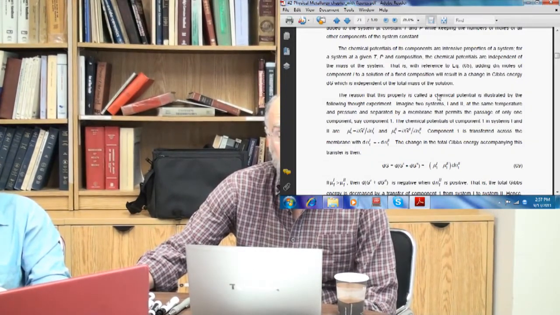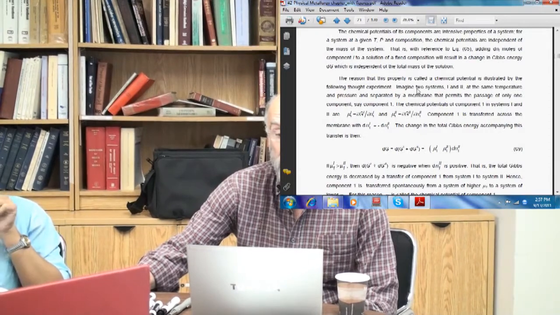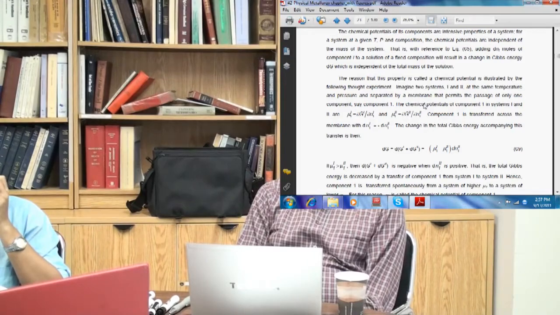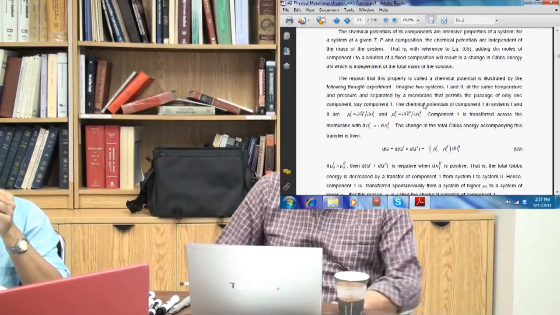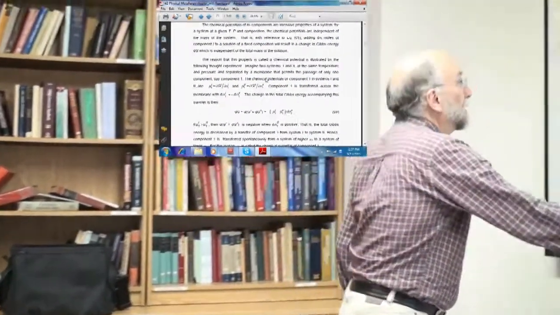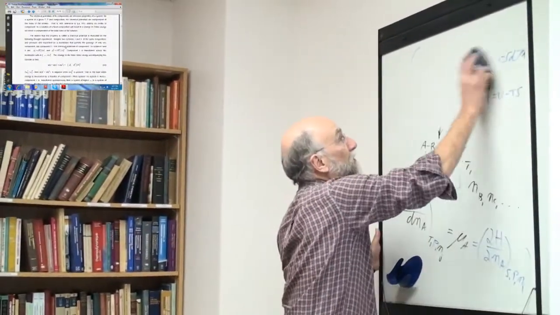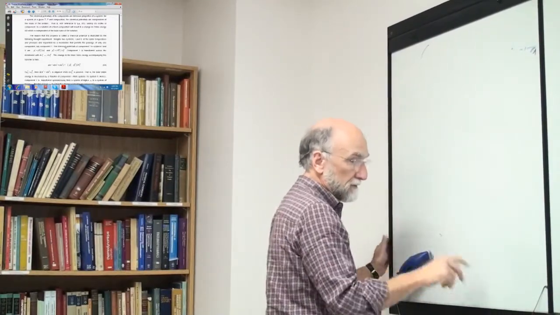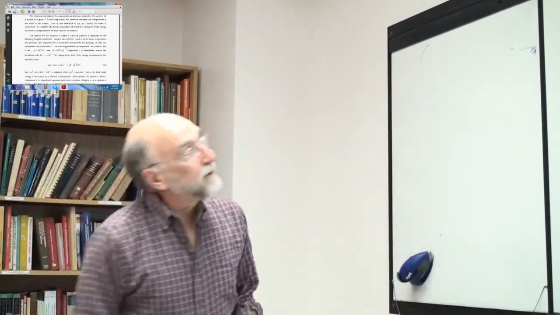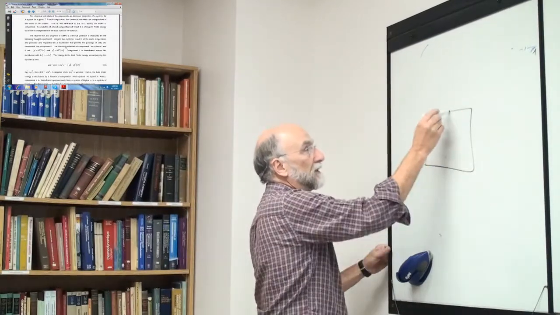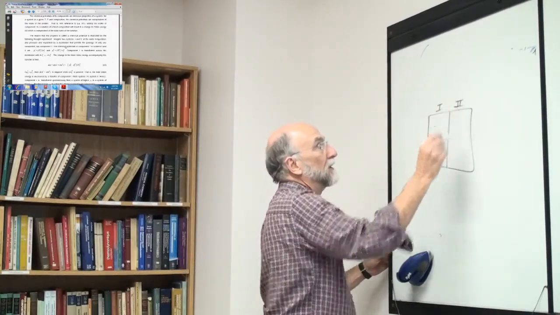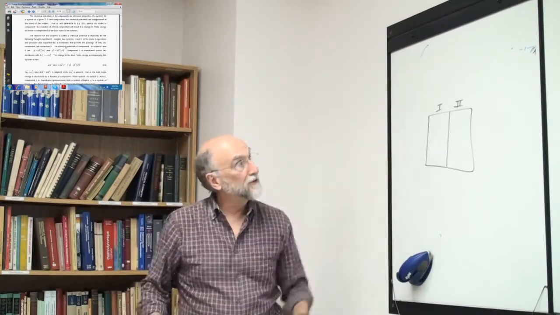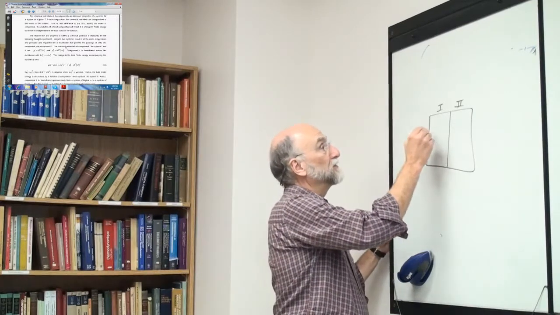Why is it called a chemical potential? By the following thought experiment. Imagine two systems, 1 and 2, at the same temperature and pressure, separated by a membrane that permits only one component, say component 1, to pass from one to the other. Here are my two systems, 1 and 2. They're both at equilibrium internally, but not at equilibrium with each other.